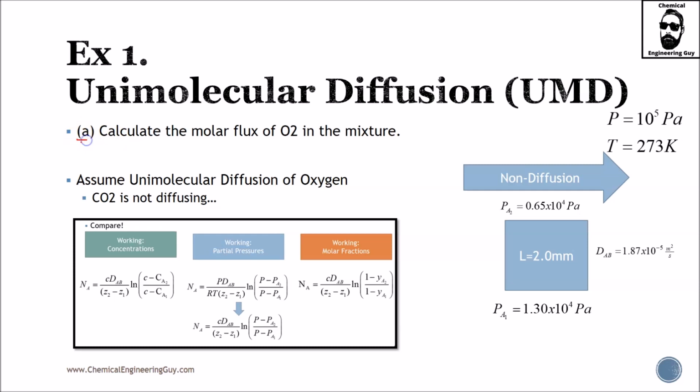Now the main question. Remember to always go to the actual question and don't get distracted if you see unimolecular diffusion. Just go directly to the question. Calculate the molar flux of O2 in the mixture, the molar flux of A. Remember that now we cannot just simply assume this is JA. Actually, we will need to solve the whole equation. Well, actually, no, we don't need to solve it because we already worked with them.